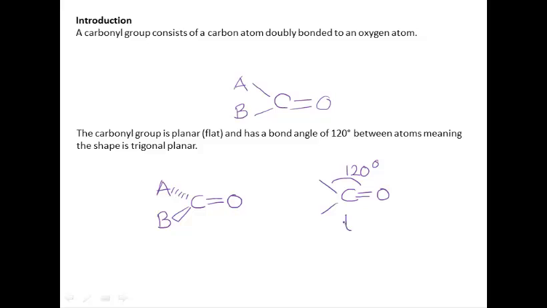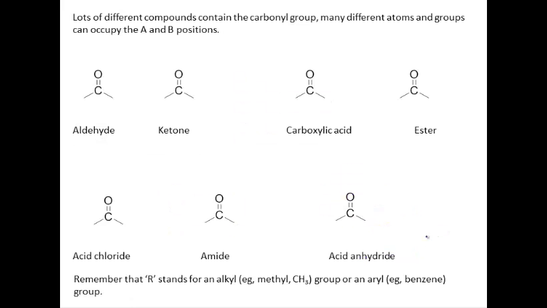So therefore you've got a trigonal planar shape. Lots of different compounds contain the carbonyl group, and many different atoms and groups can occupy the A and B positions. We're going to use the term R for any alkyl group or any aryl group, and the name of the compound will depend on what the R group is.